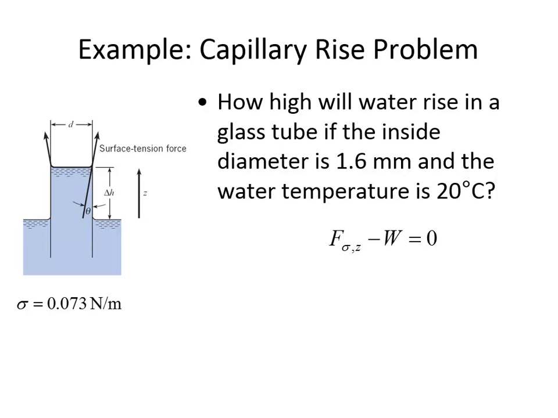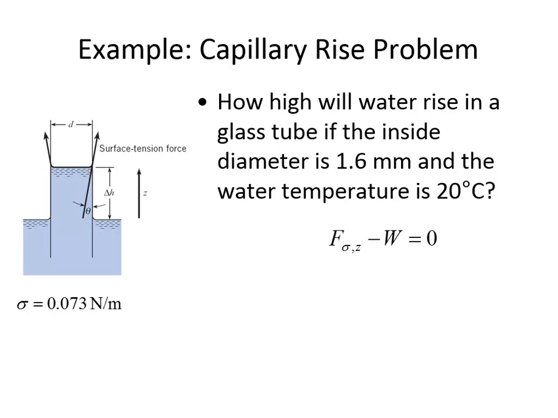So here we want to find the weight of the water. For 20 degrees Celsius, the unit weight of the water is 9790 newtons per meter cubed. We can look that up from the table in the book. At 20 degrees Celsius, table A5 tells us 9790 is the unit weight. So we can calculate the weight of the water inside of the capillary tube.